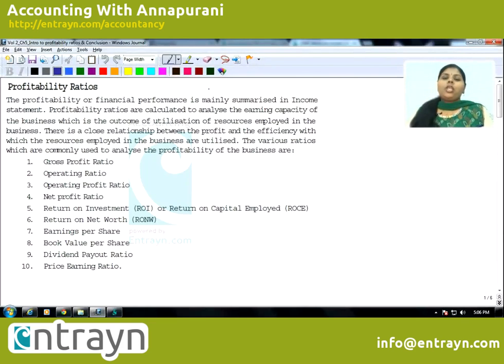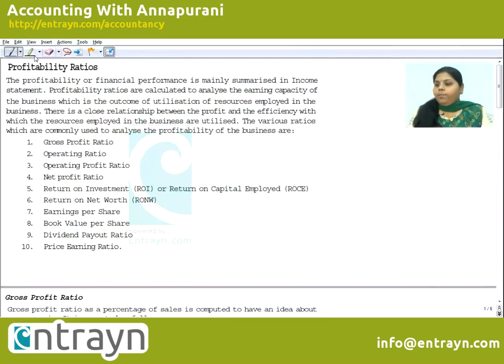Alright, students, moving forward with our accounting ratios, we go to the next part of it, or the last part of it, namely profitability ratios. As I have told you, there are four types of ratios: liquidity, solvency, activity, and profitability. Yes, these are the four types.